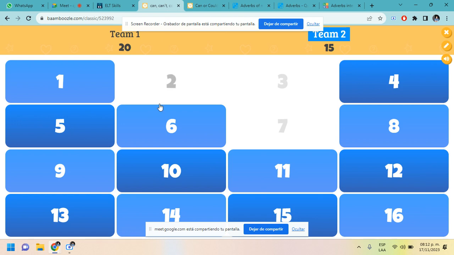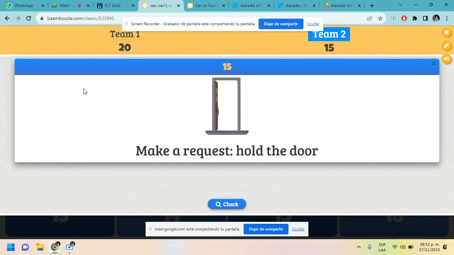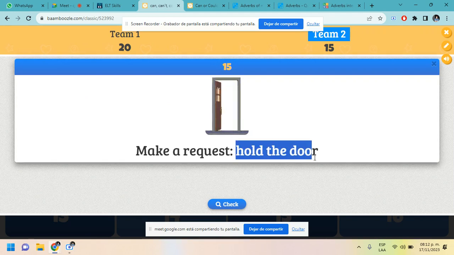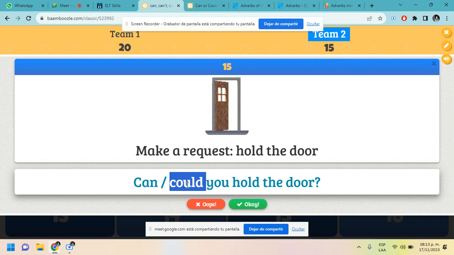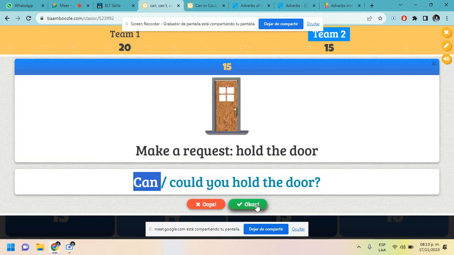Joseph, tell me a number, please. One, okay. You have to change the question. The question could be like this, no? Can you hold the door? Or could you hold the door? Impressive. It's possible, the two of these, okay? Yeah, well, this is good. Could is possible or can. The two are okay.